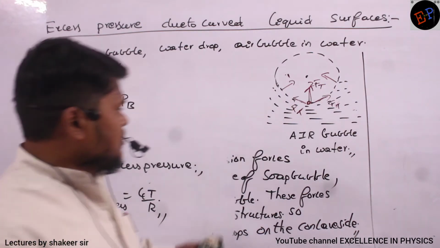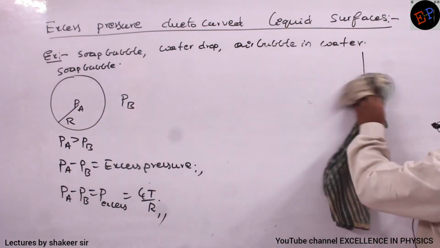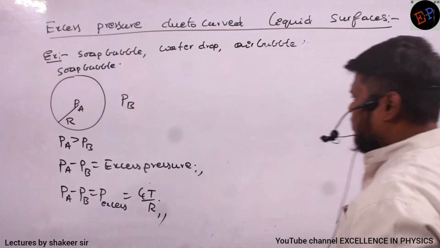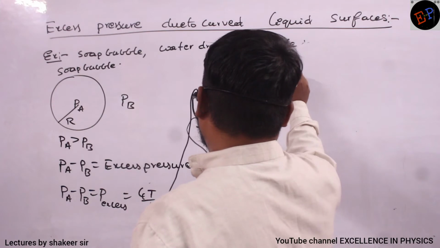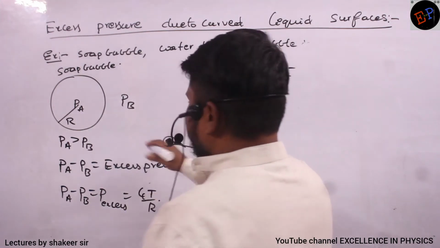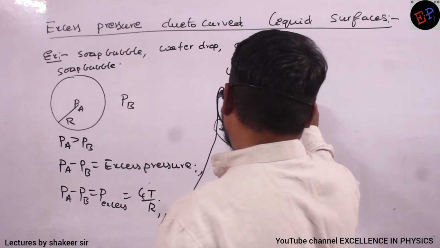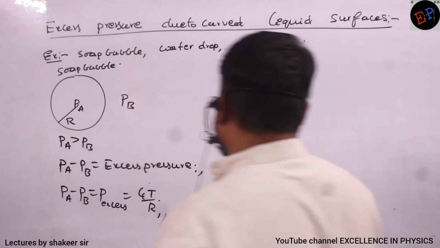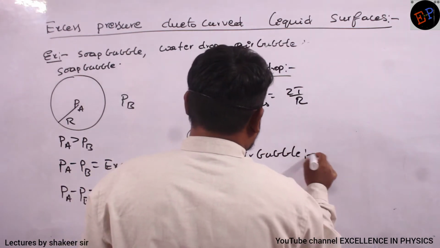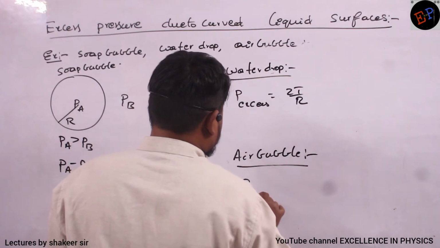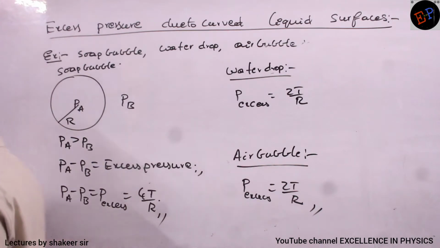Similarly, we will write extra pressure or excess pressure inside a water drop. In the case of a water drop, P excess, again same concept, PA minus PB. P excess is equal to 2T divided by R. Similarly, in an air bubble inside water, P excess is equal to 2T divided by R. That's all. These are the formulae which you are supposed to remember.